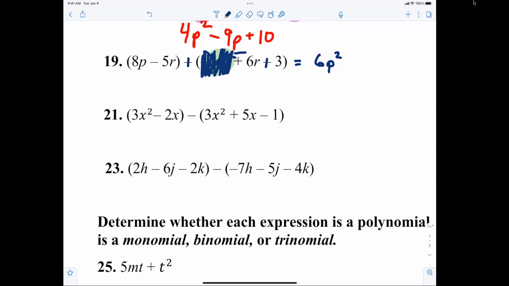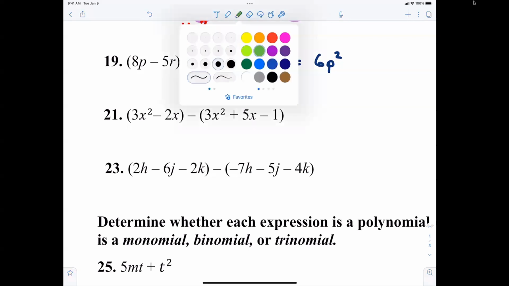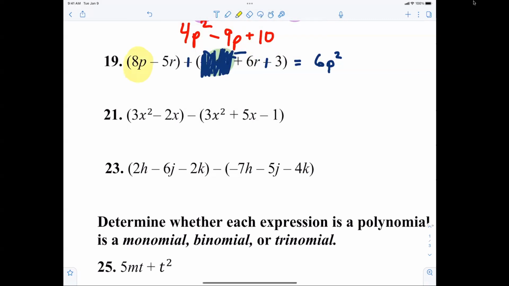So then plus 6r. Look, do you see this 8p right here? We're working on the p's right now. Is there anything else I can put with the 8p? No. So I'm going to write plus 8p.